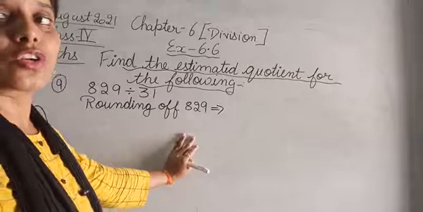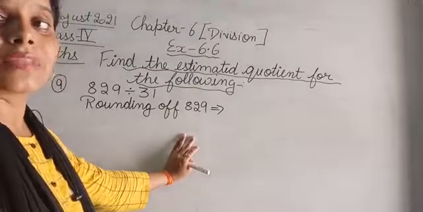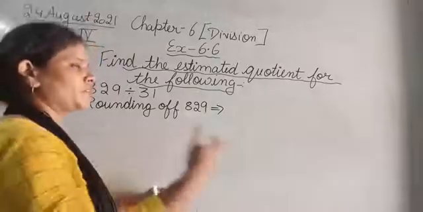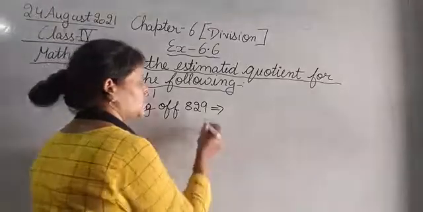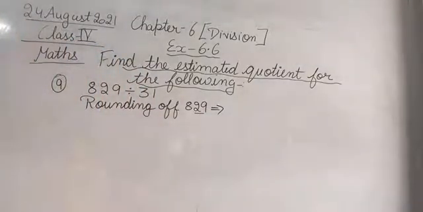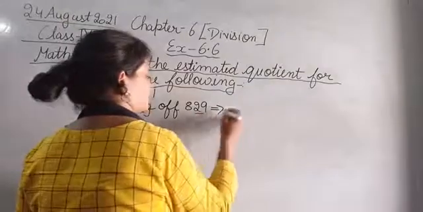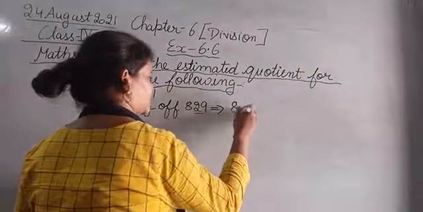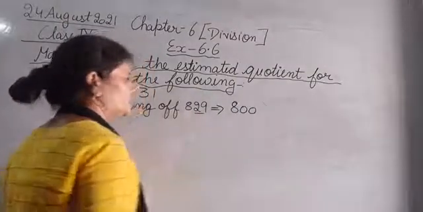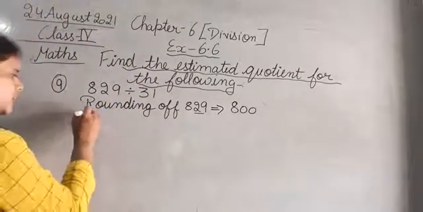For rounding it off to the nearest 100, we are going to observe the digit that is at the tens place. उससे छोटी वैल्यू जो आप digit को observe करेंगे. So at tens place we are having 2, which is less than 5. So we are going to round it off to the previous 100. 829 will become 800. Previous 100 कौन सा हुआ? 800.